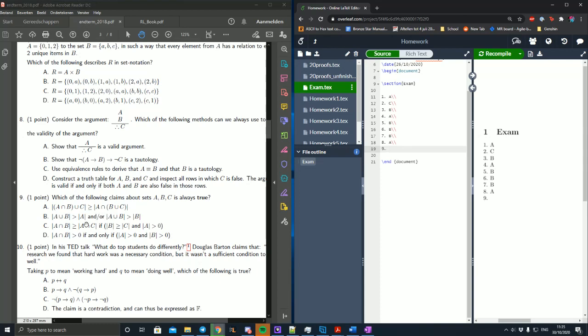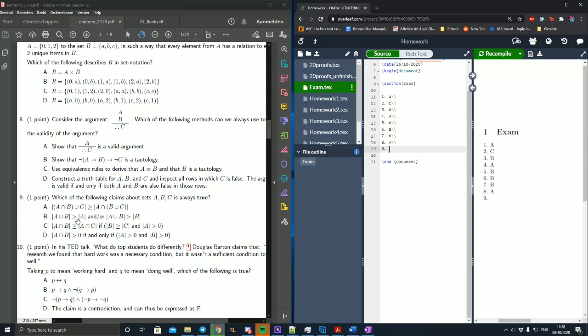What is "and/or"? I guess it's just an or, to differentiate it from an XOR, where only one of the two has to be true. A union B is always bigger than A. This is correct. No, because A and B can be the same thing. Oh, it says bigger. I thought it said bigger or equal. Good catch.